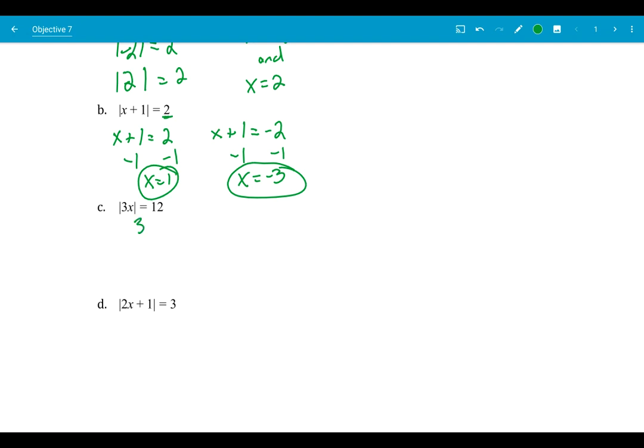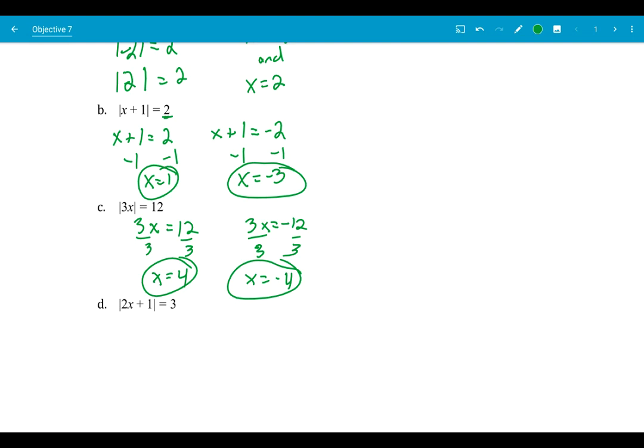So for C, you should have set up two equations, 3x equals 12 and 3x equals negative 12. You solve both of those the same way by dividing both sides by 3. This one you get x equals 4. This one you get x equals negative 4. So again, we went back to those opposite answers. That wasn't true in B, but it was true in A and C. I think in D we're going to see something a bit different.